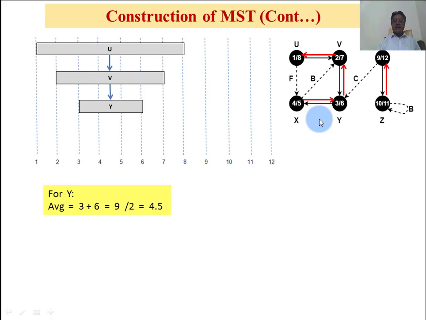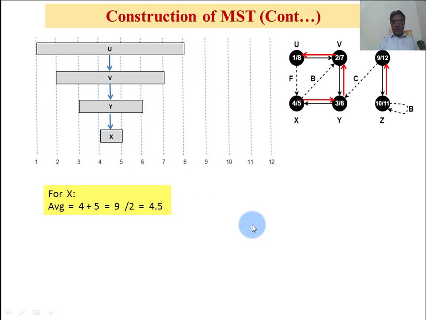X is the child of Y, that is, Y is the parent of X. So now we will process X. For X, the average is 4 plus 5 is equal to 9. Its starting time is 4 and ending time is 5. 4 plus 5 is equal to 9, divided by 2 is equal to 4.5. This location is where we will insert the node X. Its discovery is 4 and ending is 5. So this was the span, and we have inserted X here.